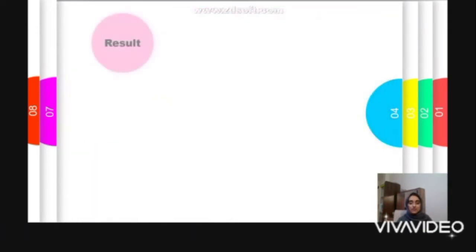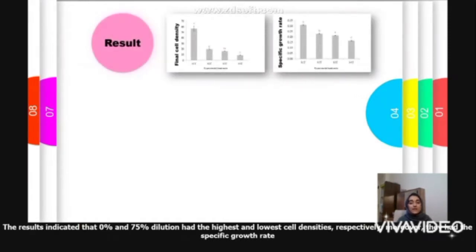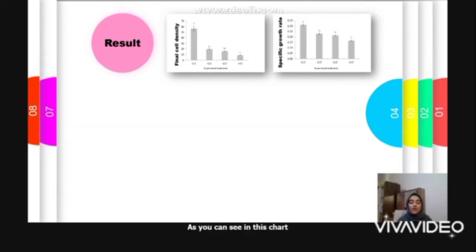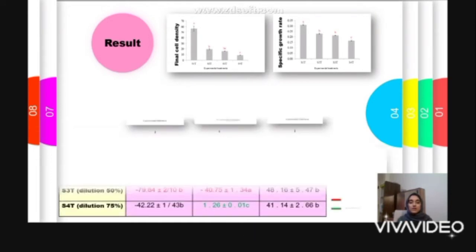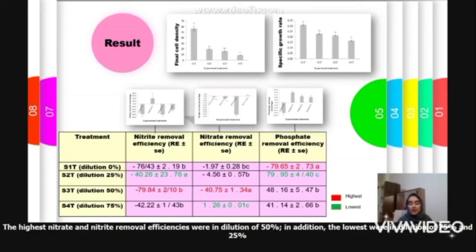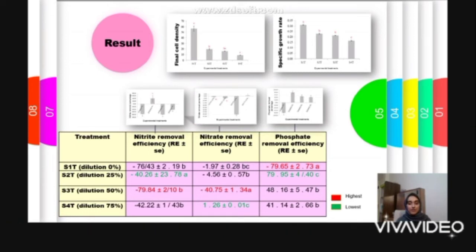Let's see the results. As you can see in this slide, the results indicated that 0% and 75% dilution had the highest and lowest cell densities respectively, and moreover they had the same pattern in specific growth rate, as you can see on this chart. The highest nitrate and nitrite removal efficiencies were at a dilution of 50%. In addition, the lowest were at dilutions of 75% and 25%: 75% dilution for nitrate and 25% dilution for nitrite.